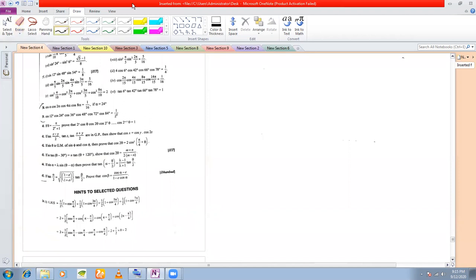38. The question is cos alpha, cos 2 alpha, cos 4 alpha, cos 8 alpha is equal to 1 by 16. You need to prove this. We start from the left hand side. Also alpha is equal to 24 is given to you. Left hand side is equal to cos alpha, cos 2 alpha, cos 4 alpha, cos 8 alpha.